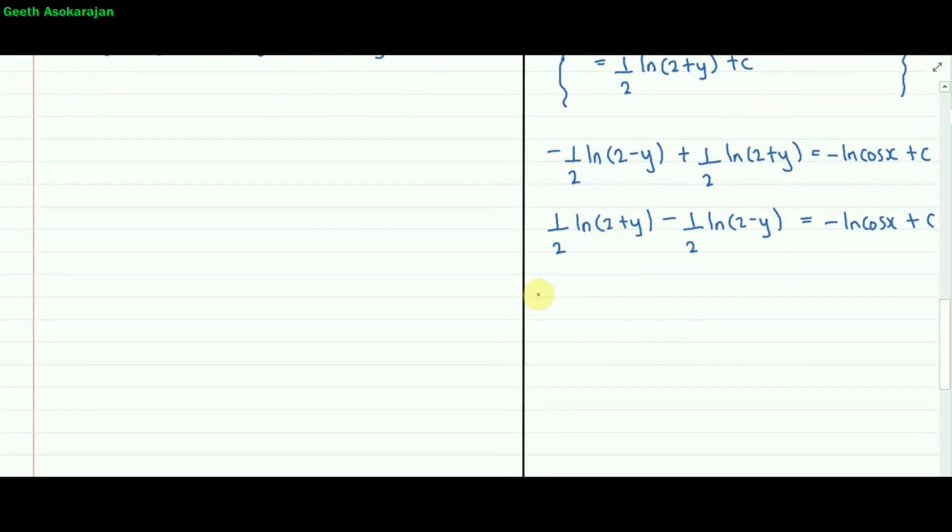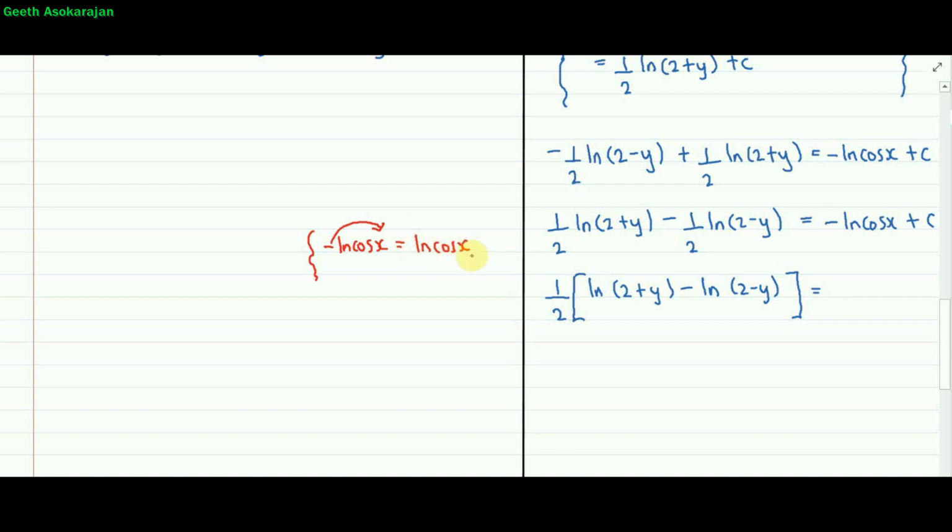And further to that, if I take a common factor of half on the left, I'm left with ln 2 plus y minus ln 2 minus y within the square bracket. That is equal to, and as for this term over here, let me use a red pen in the corner, so I've got minus ln cos x, that comes from the integral of tan, and I can take this minus to make it ln cos x to the power minus 1.